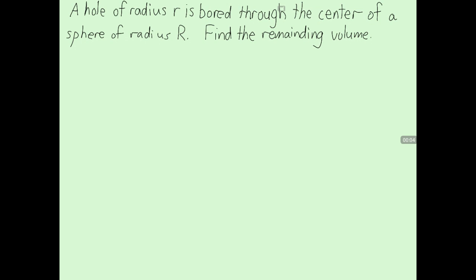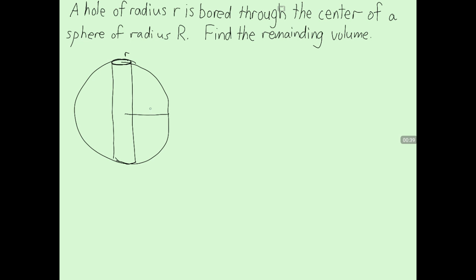So our problem here tells us to find the volume of the object obtained when a hole of radius r is bored straight through the center of a sphere of radius big R. If we draw a little diagram of this, we have our sphere here, and we're going to make a hole that goes straight through the center of the sphere. This hole is going to have radius little r, and the big sphere is going to have radius big R. We want to find the volume of this shape.